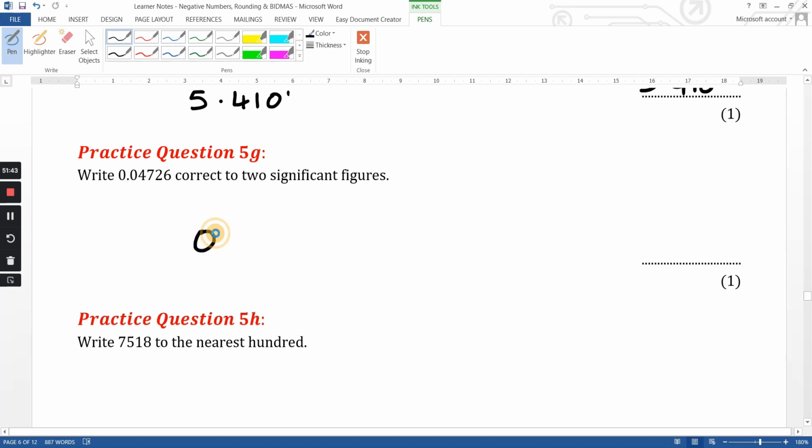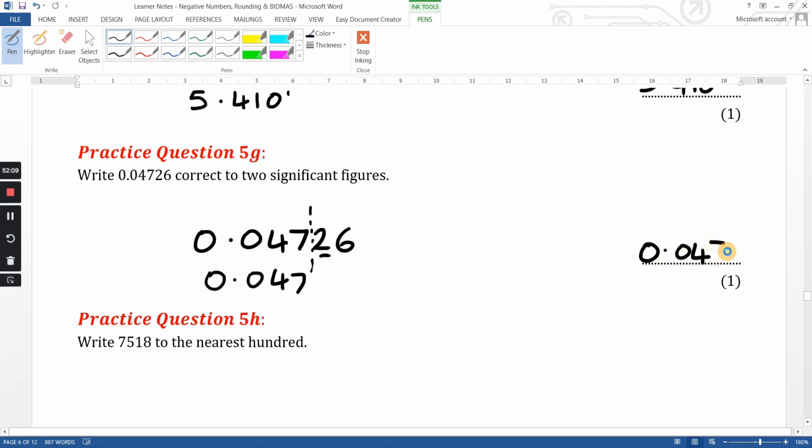5G. Let me rewrite the number to 2 significant figures. Okay, so there's my first, there's my second, there's my dotted line, that's my key digit. That's going to stay the same, stay the same, stay the same. So it's 0.047.